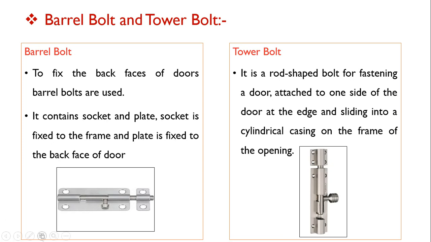So here you will find this type of barrel. Barrel is there, that's why it is called a barrel bolt. Compared to this, the arrangement here is a little bit different. It contains a socket and plate. The socket is fixed to the frame and the plate is fixed to the back face of the door. So this is regarding barrel bolt and tower bolt. From these sketches, you can understand the difference between them and their applications.